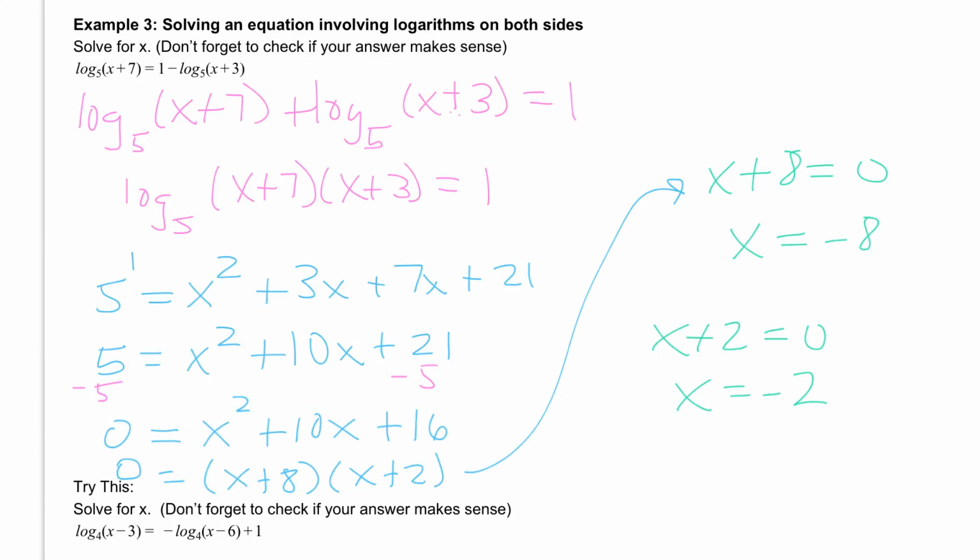So if we check negative 8, negative 8 plus 7 is a negative 1, which makes us take a log of a negative number, and that can't happen. So that one doesn't work. Then we need to check negative 2. Negative 2 plus 7 is positive, so that's fine. And negative 2 plus 3 is also positive. So the only answer we have here is that x is equal to negative 2.